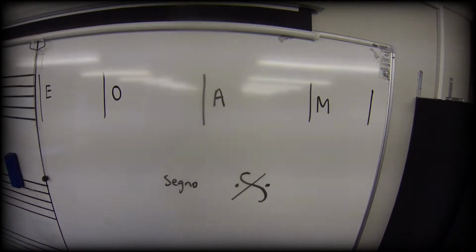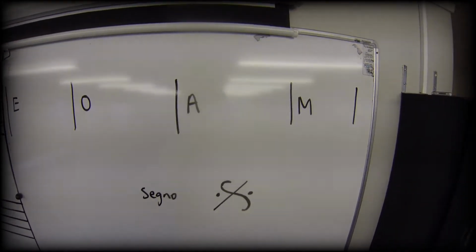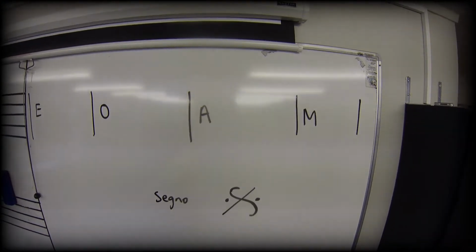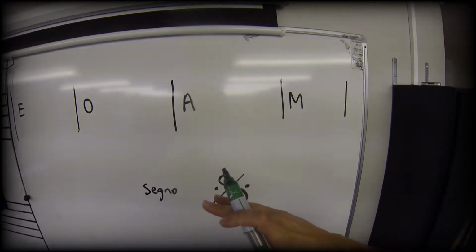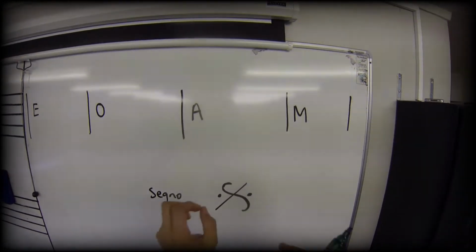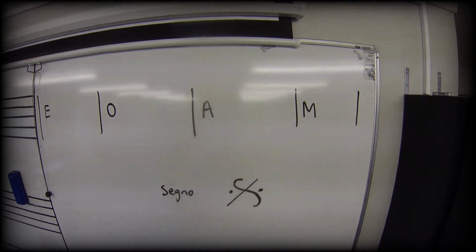Now, I will admit that's not the greatest story that has ever been told, but it's certainly the best one I can come up with this morning. So the wave comes, it knocks the ship sideways, and the ship sends out its distress signal. And that's what a segno looks like.